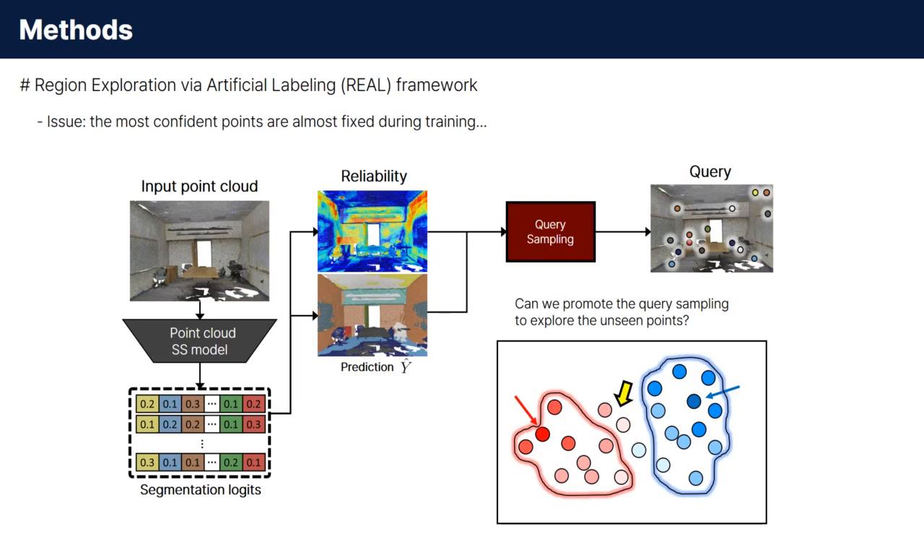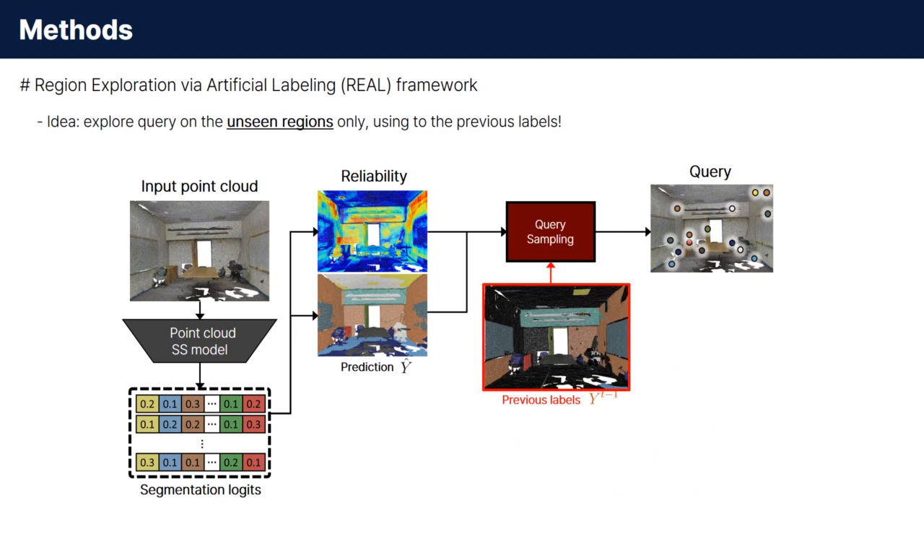Then, how can we promote the query sampling to explore the unseen regions? As a remedy, we devise our framework to select queries only on the unseen regions using the previous labels. The proposed query sampling strategy helps the REAL framework to gradually explore the unseen regions, leading to better labels as training proceeds. This is why we name our framework Region Exploration via Artificial Labeling.